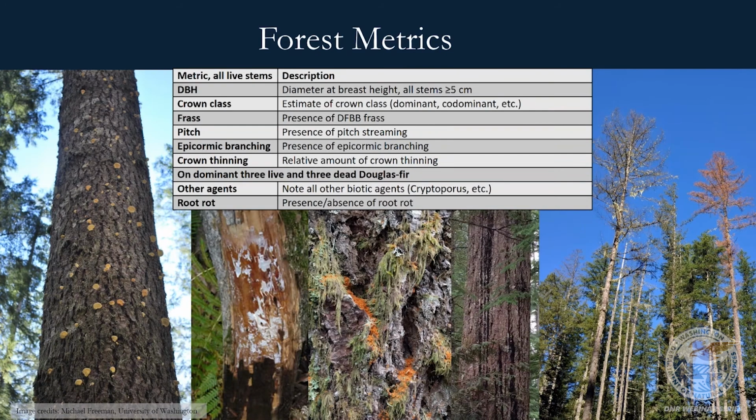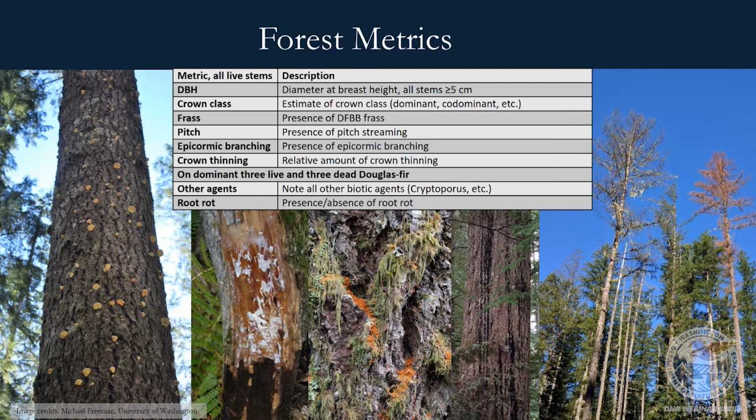And so in each of these subplots, I was collecting a variety of forest metrics, some of the usual ones like DBH, diameter at breast height, for all stems above 5 centimeters, and crown class, just an estimate for dominant, codominant, etc. I was also looking for the presence of Douglas fir bark beetle frass. That's the picture in the center on the bottom. It's like an orange sawdust almost. It's left over by Douglas fir bark beetles as they're burrowing into these trees. And it's actually a mix of basically sawdust as well as Douglas fir bark beetle poop. And it's a really good indicator of a currently ongoing infestation within a tree.